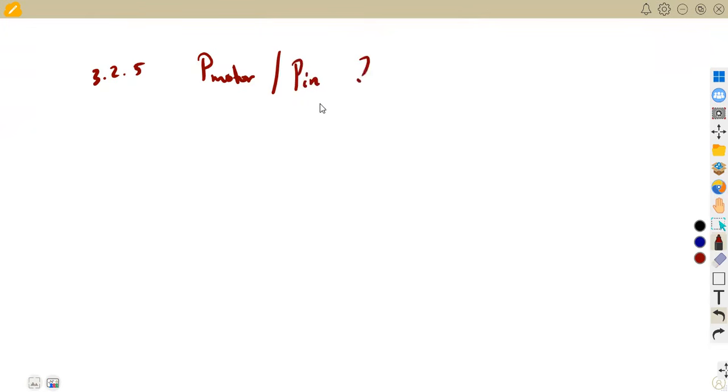The only way for us to have Pin is from efficiency, since our efficiency is given as Pout over Pin times 100%. Remember, we are given an efficiency of 76%, so we're going to have 0.76. But what about Pout now? Where are we going to have this? Because we are supposed to calculate Pin, which is the P motor in this case.